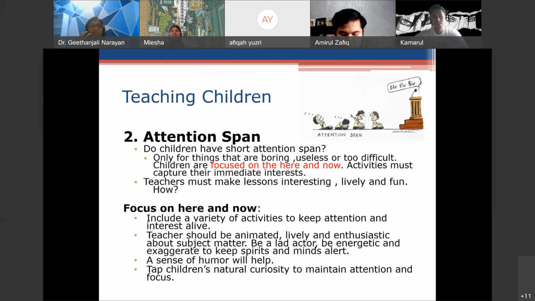Remember, when you're teaching adolescents, it's a little different. You cannot treat them like children. All right, then they won't be engaged in the lesson. Okay, a sense of humor will help because children love to laugh. All right, and ask them questions, make them curious so that they will pay attention.